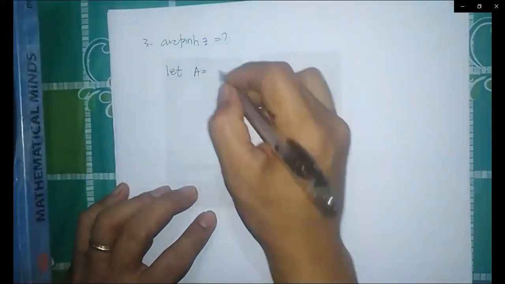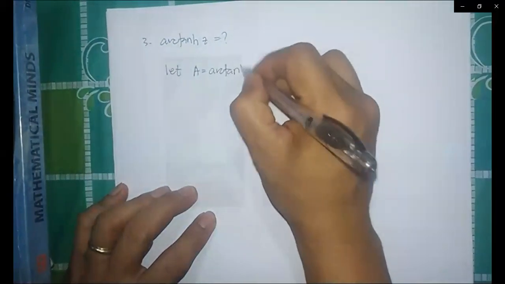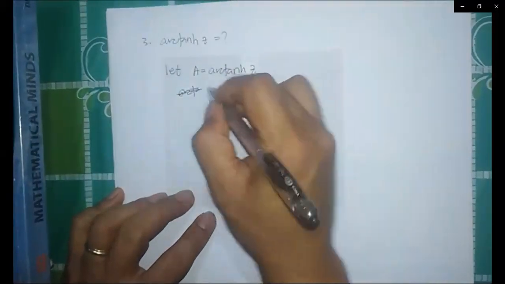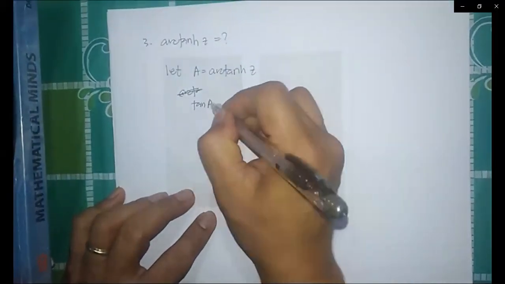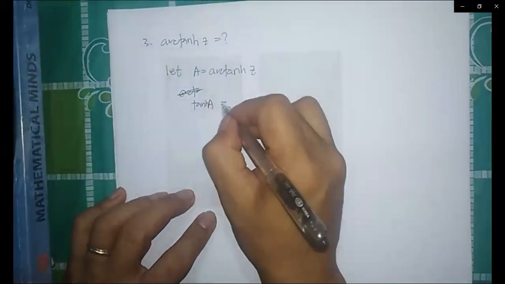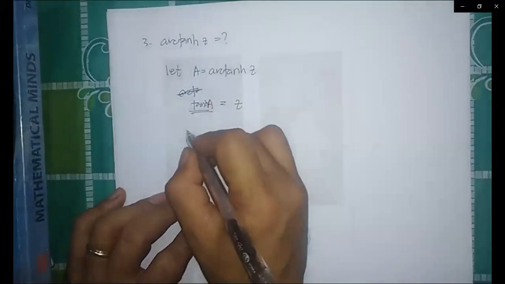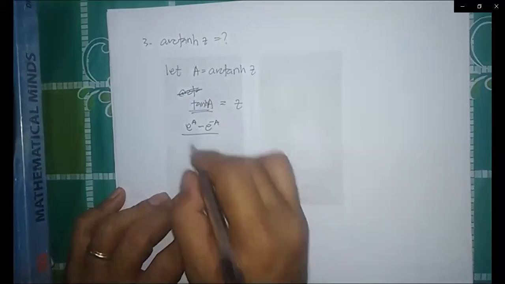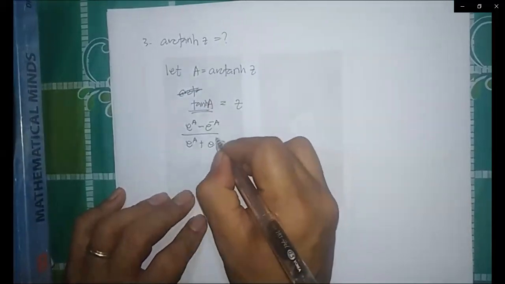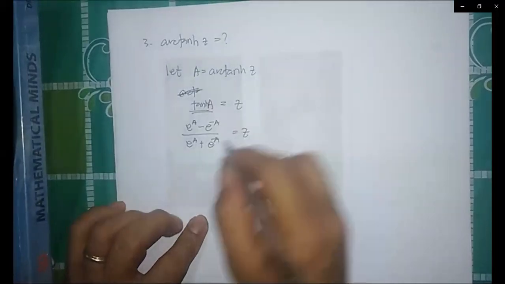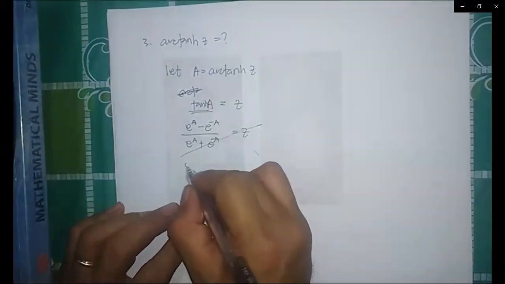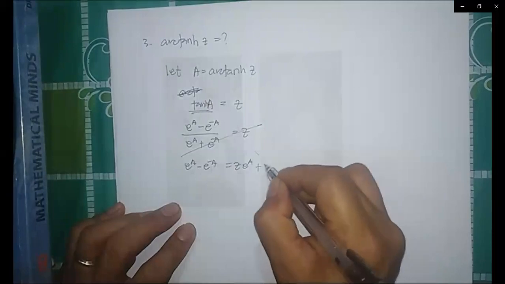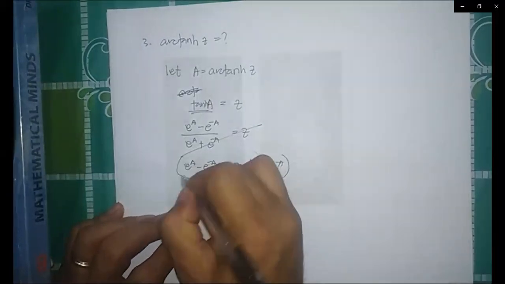Now let a be equal to the arc tangent hyperbolic of z. If we transpose that to the other side, it will become tangent hyperbolic of a equal to z. Now we know the hyperbolic tangent of a is e raised to a minus e raised to minus a all over e raised to a plus e raised to minus a, which is equal to z. Now, if we cross multiply that, we have e raised to a minus e raised to minus a equal to z times e raised to a plus z times e raised to minus a.